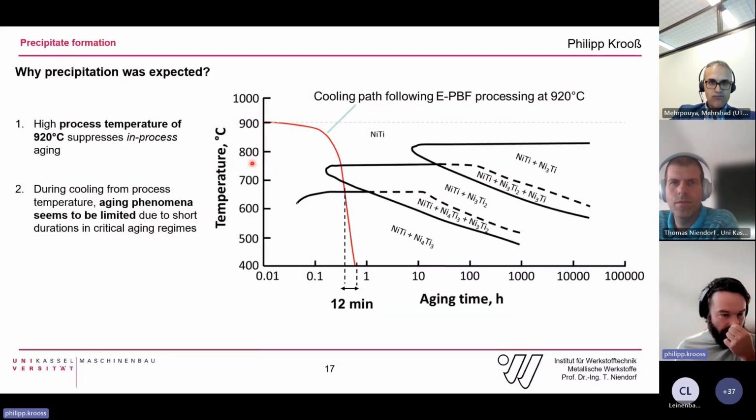An explanation could be, although this is not really true, because this is an isothermal TTT plot, and I plotted the cooling path of the EBM process, but it should give a hint what happened in the microstructure. The process temperature was 920 degrees, and the cooling path is plotted here. So the process stops, the machine cools down. This takes about an hour, and then I estimated the time we spent in this Ni4Ti3 regime where these precipitates can form. It's only 12 minutes, so we suggest that there is no precipitation in the material, and this is the reason why we cannot find it in the diffractogram.